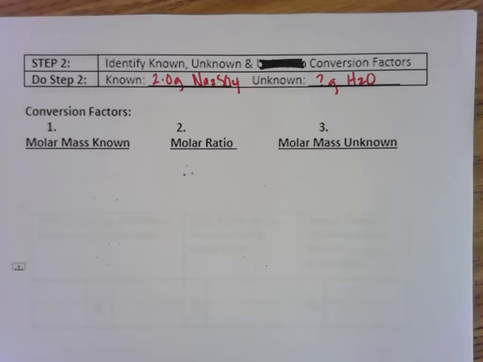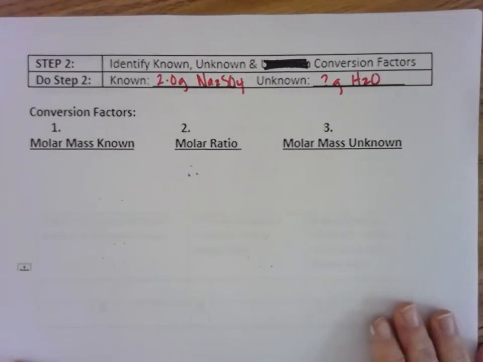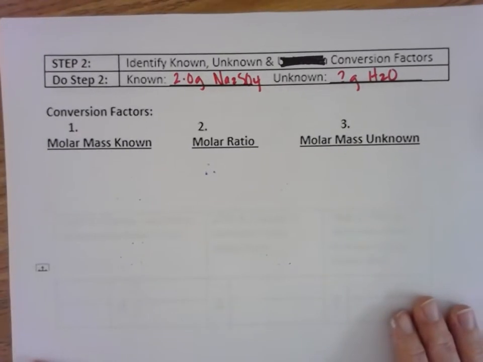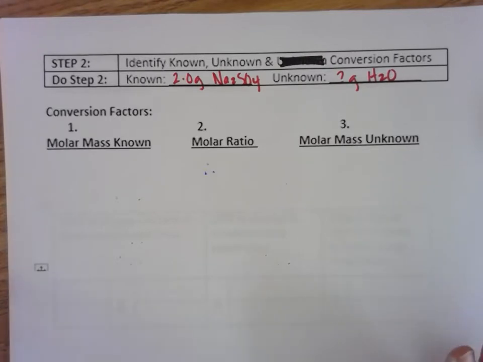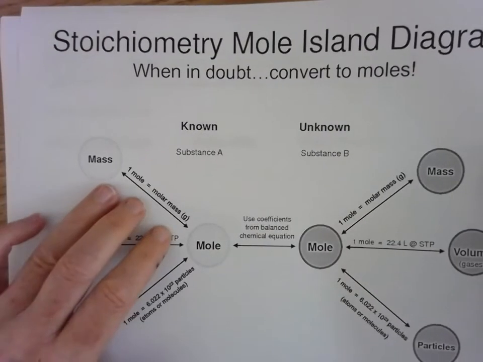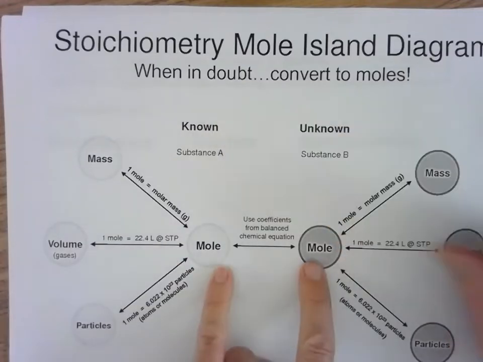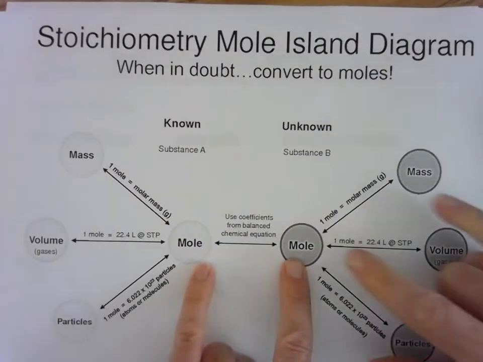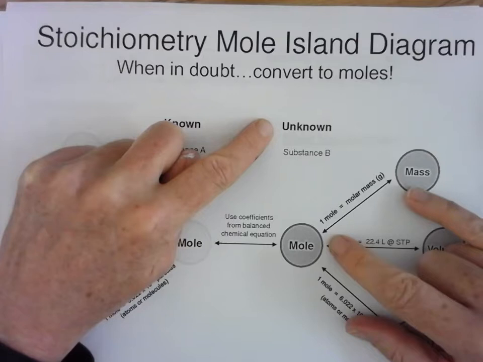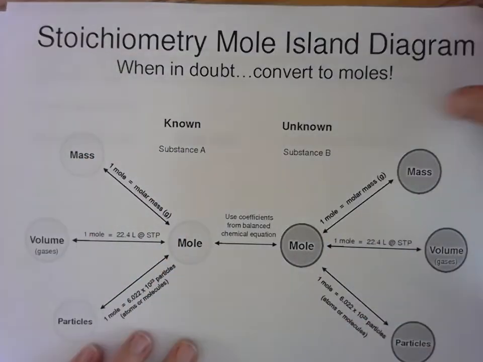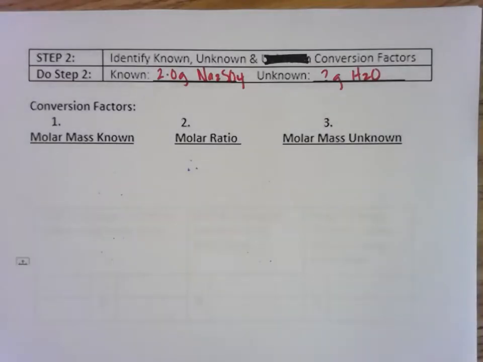So now I've got the conversion factors. And these are the 3 conversion factors that I need to have. I need to have the molar mass of the known, the molar ratio, and the molar mass of the unknown, right? I need the molar mass of the known, I need to have the molar ratio, and I need to have the molar mass of the unknown. The exact same thing. Okay. So I left you some space to do that.